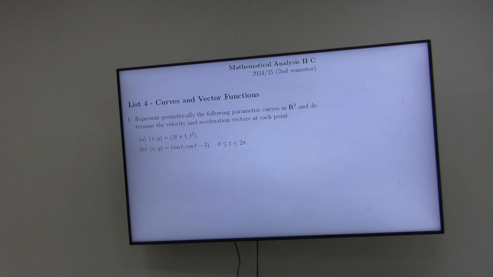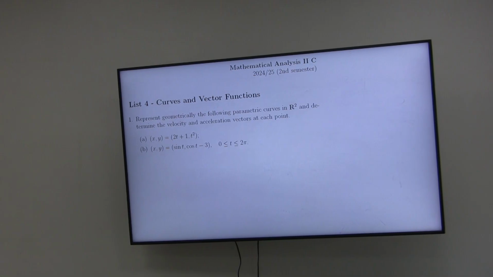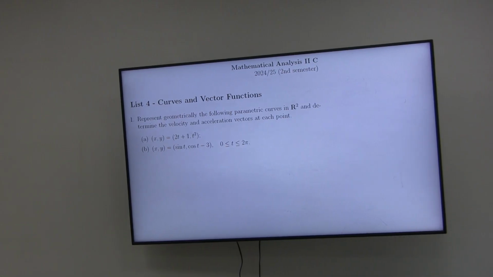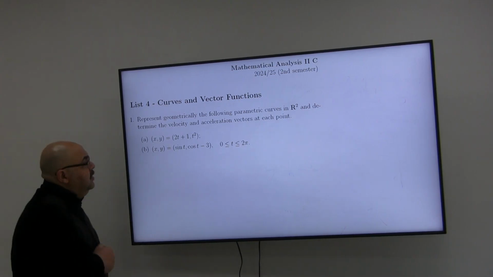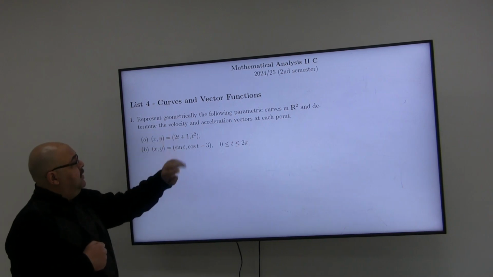So if you take the derivative, the first derivative will give you the velocity. The second will give you the acceleration. This is why in most of these problems, when he asks you about the velocity, he means the first derivative. Acceleration means the second derivative, as you know, Mr. Faisal. So if I look at the first problem, the following parametric curves, determine the velocity and acceleration.